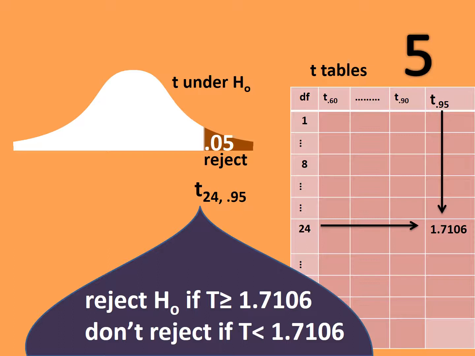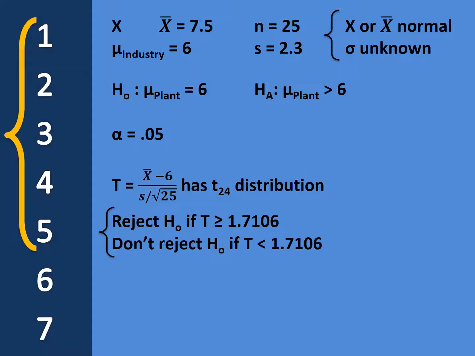Using our sample size n equal to 25 and our significance level alpha equal to 0.05, the critical point t sub n minus 1, 1 minus alpha turns out to be t sub 24, 0.95, which is found in the table to be 1.7106. Thus, the decision rule for our test specifies that we will reject the null hypothesis if the value of our test statistic t exceeds 1.7106, and we will not reject otherwise.